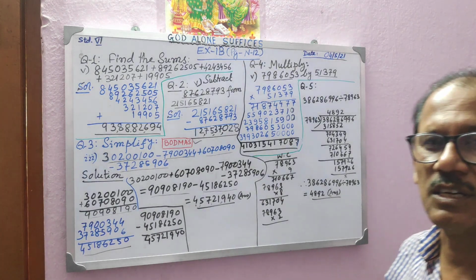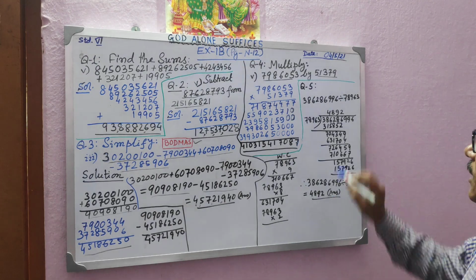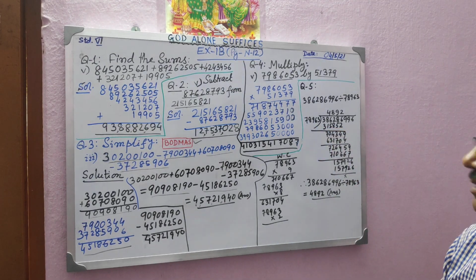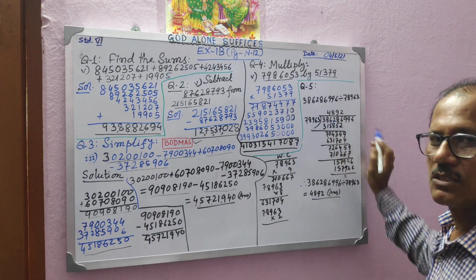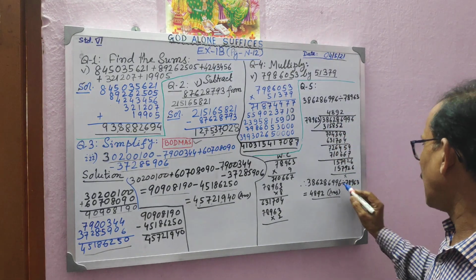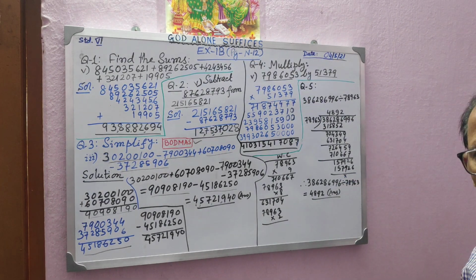The result of division is called the quotient. I will tell you all the parts first. The number by which you are dividing is called the divisor. The number which you are dividing is called the dividend. The answer you are getting is called the quotient. And at last, whatever is left is called the remainder. What is remaining is called the remainder.